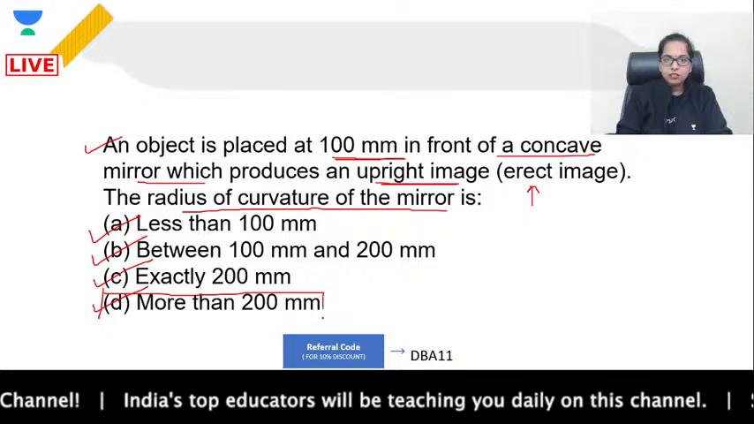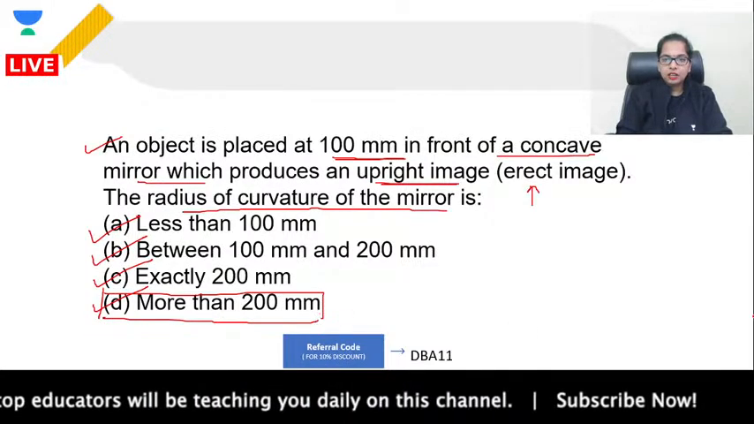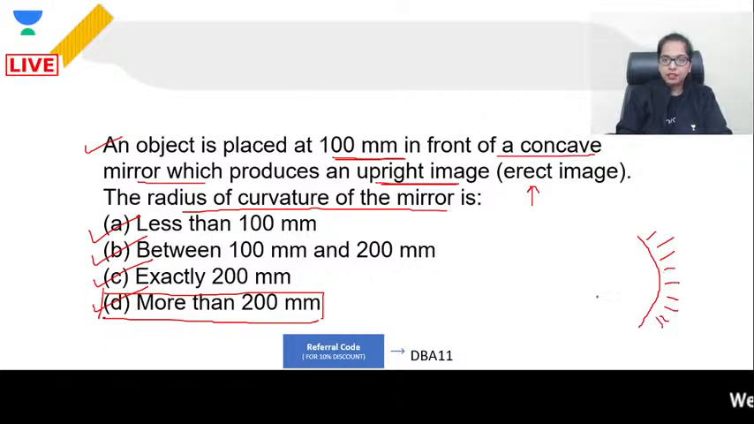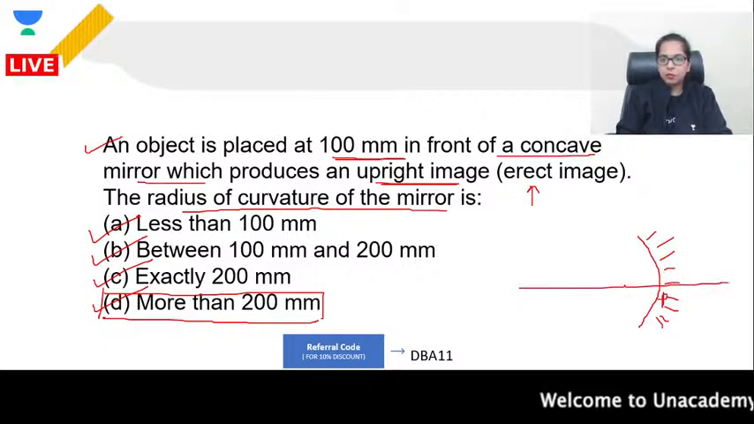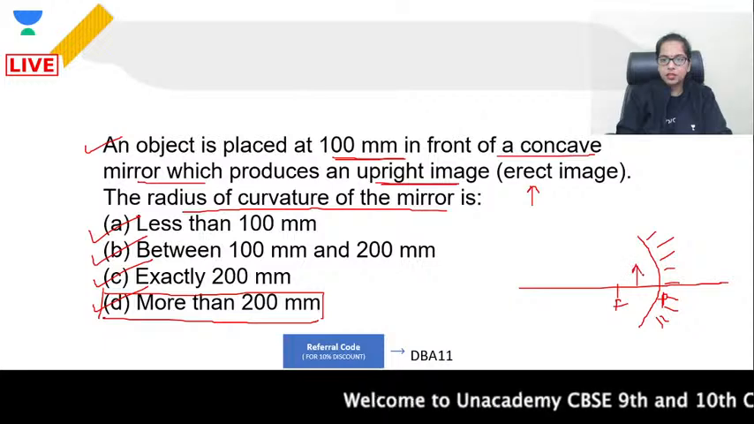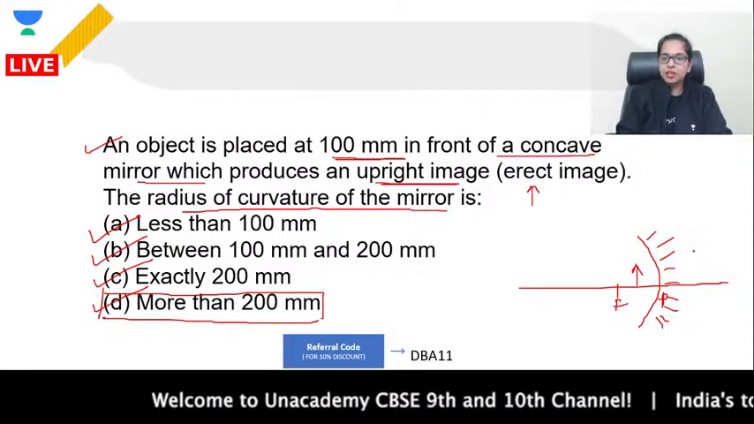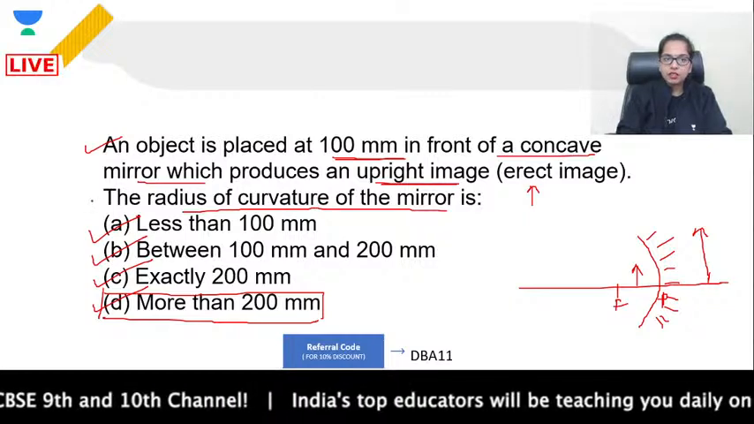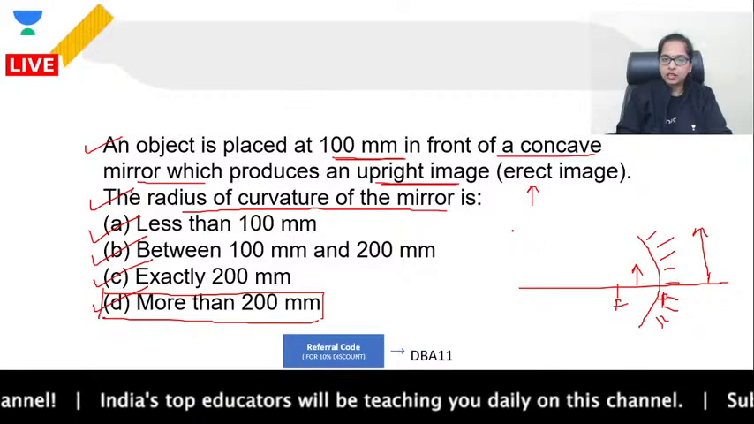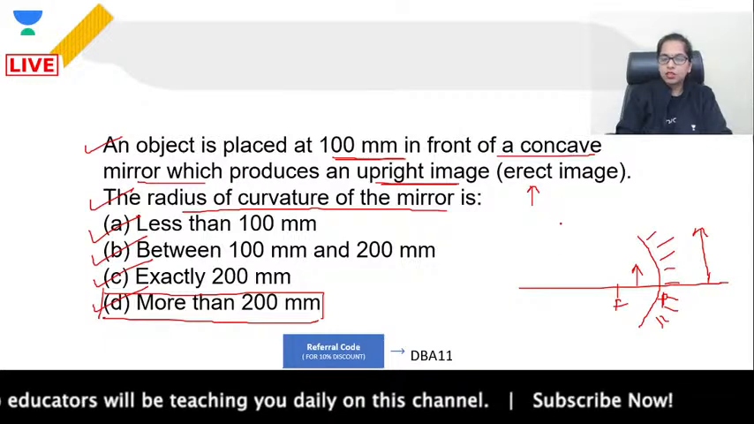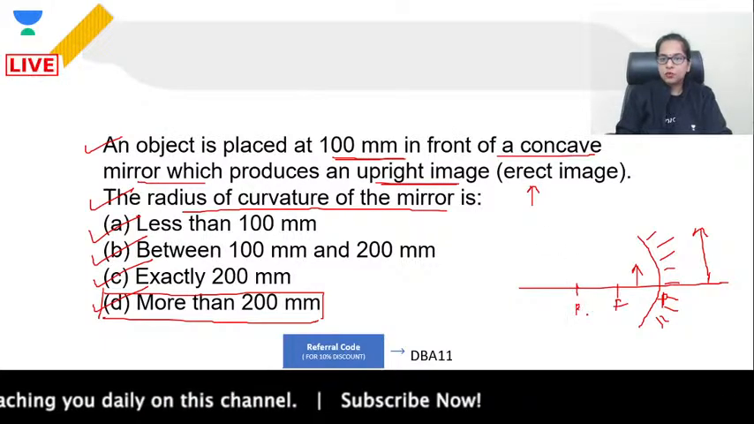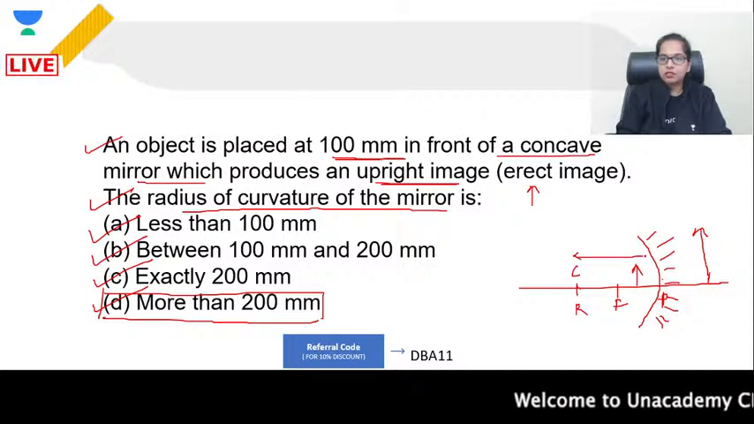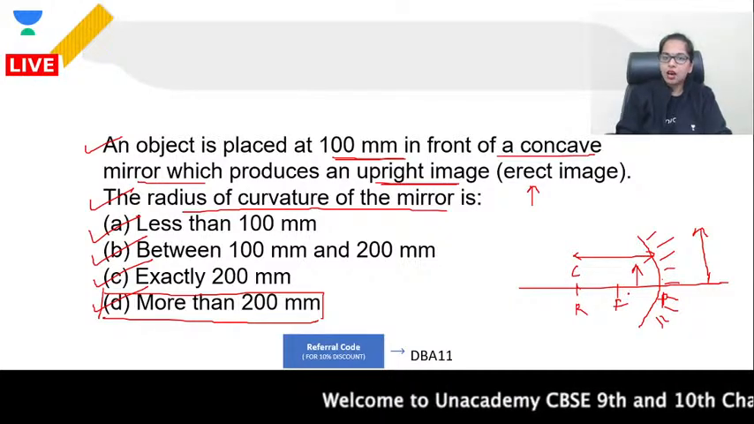Why is it so? Because in a concave mirror, when is the image formed erect? When the object is present between the pole and the focus. When the object is placed between pole and the focus, the image produced will be erect, behind the mirror. So it is asking what is the radius of curvature of the mirror. Radius is from the center of curvature to the pole. The whole distance is called the radius. Radius is double the focal length.